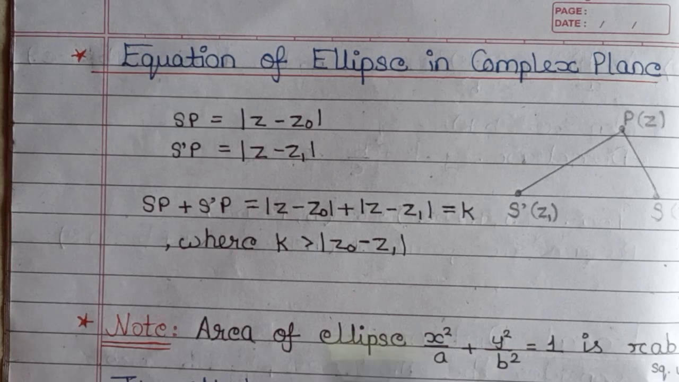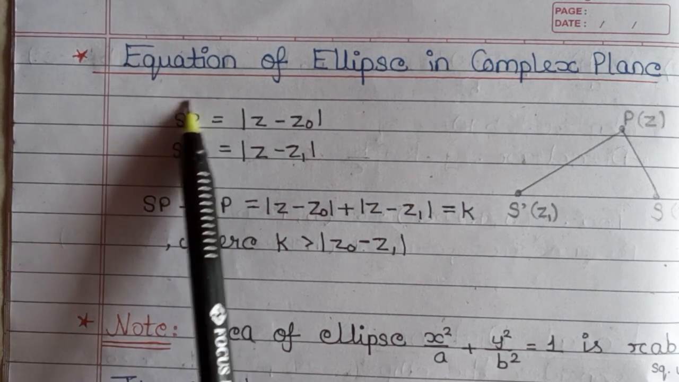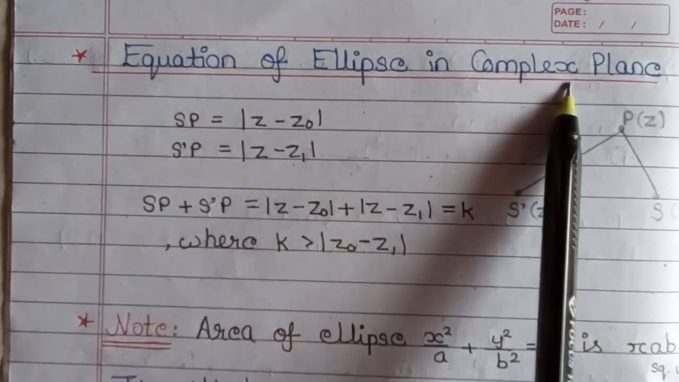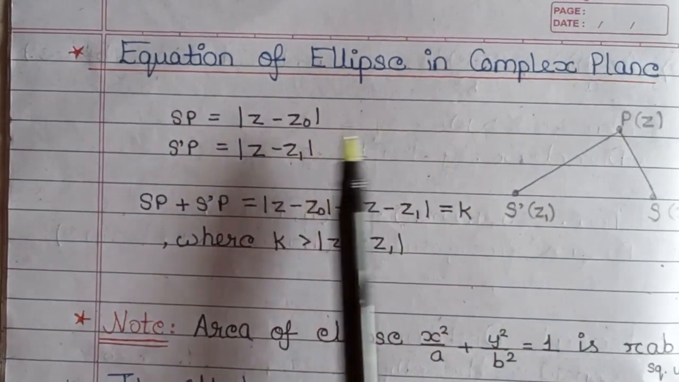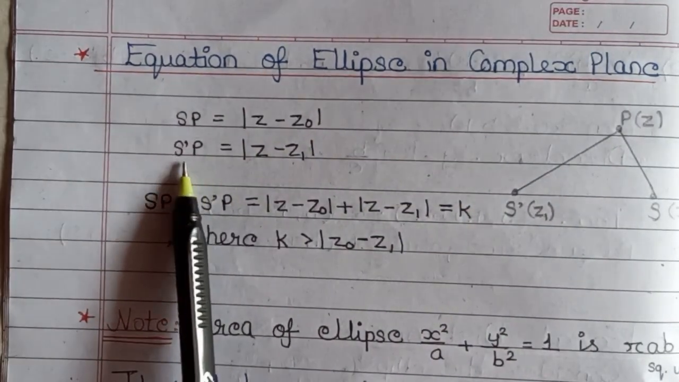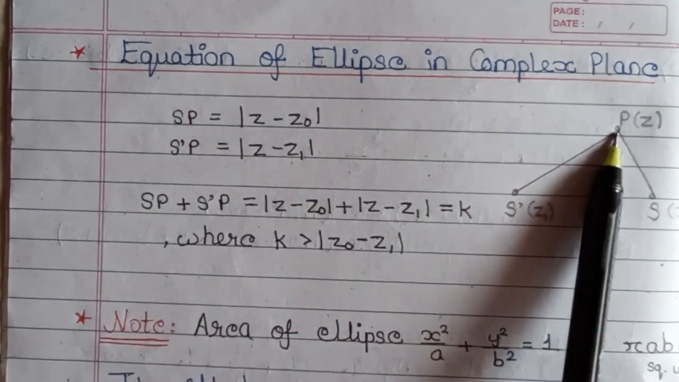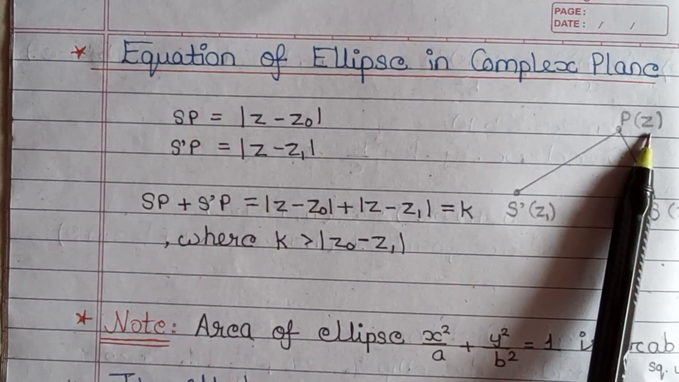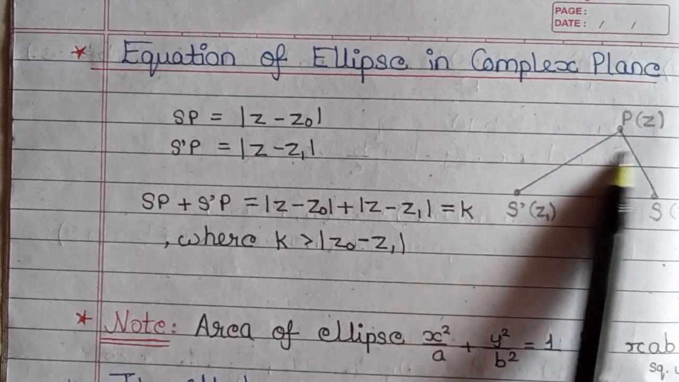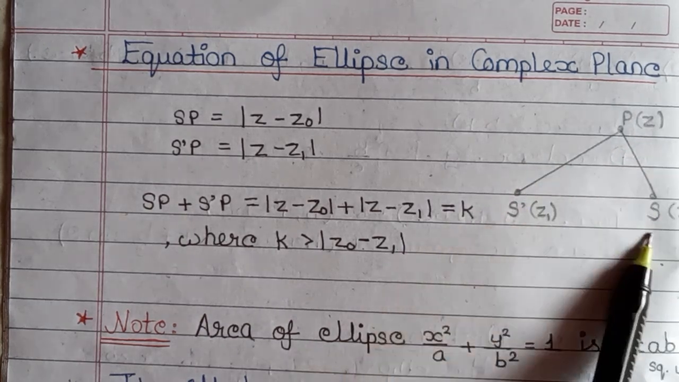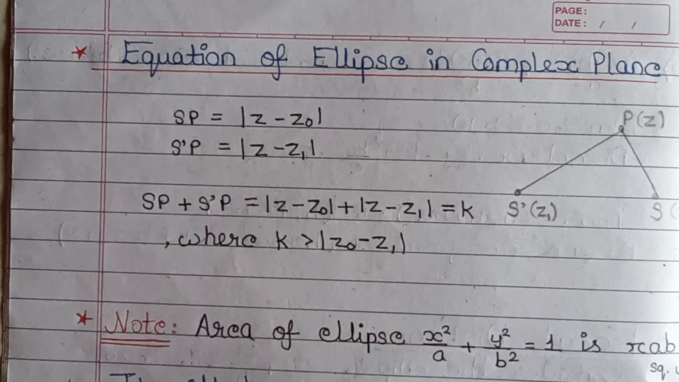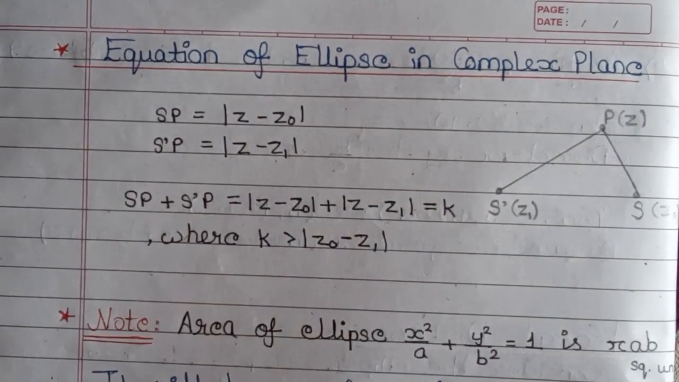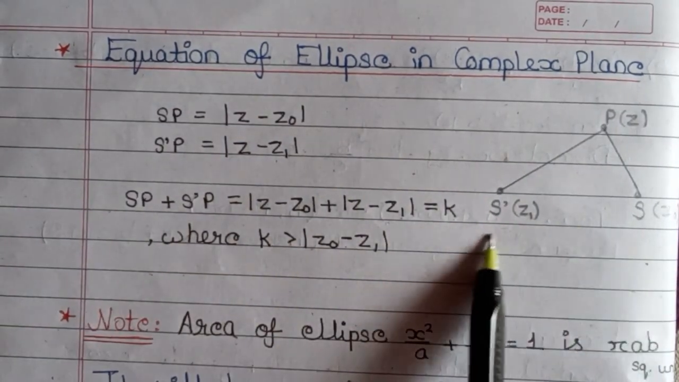In today's topic, we are going to look for equations of ellipse in a complex plane. So, SP and S dash P. Here, take P any general point on the ellipse, which has Z as a complex plane coordinate, and S and S dash are the foci. S has the coordinate Z0 and S dash Z1.